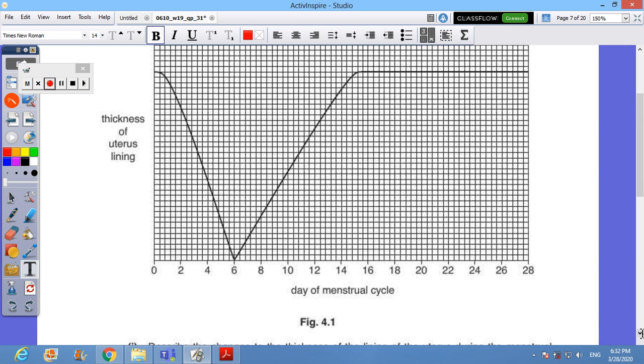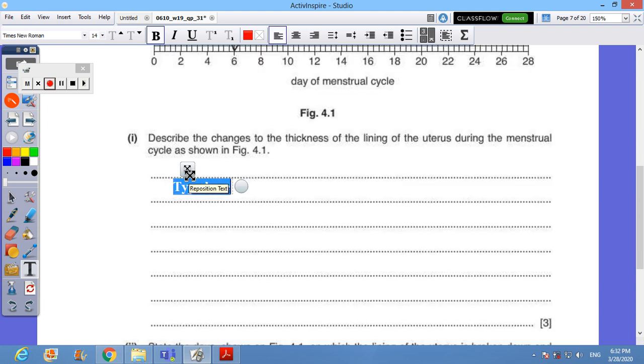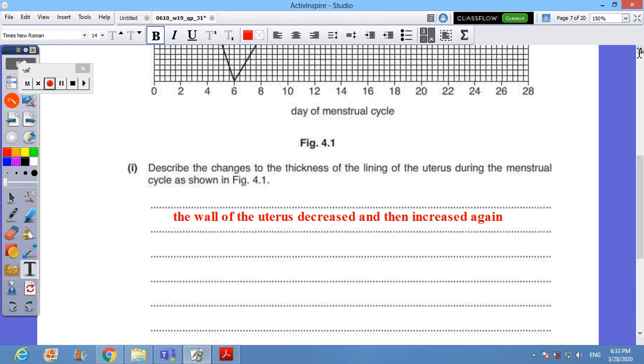I have a lot of data here. I can say that it levelled up at day 16 and continued at the same level up to day 28 until the new cycle started. So what should I say? I should say that it decreased, and again I don't prefer to start with subjects like it, he, she. So let's say the wall of the uterus. What happened to it? Decreased and then increased again.